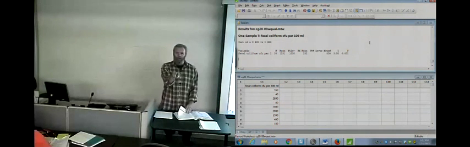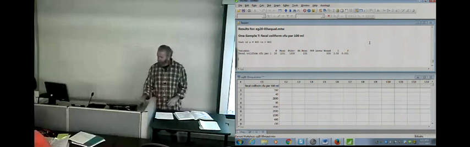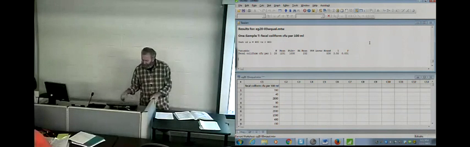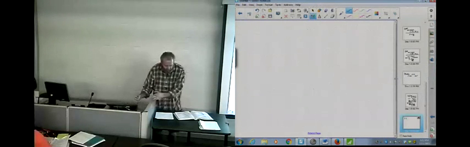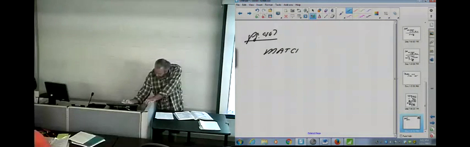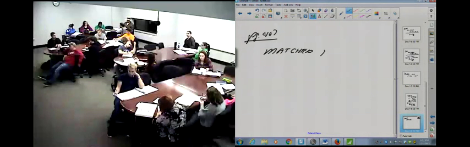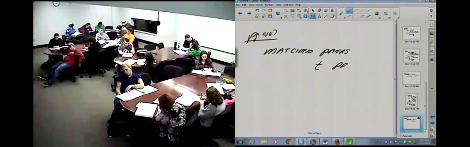Now, before I do the problem on the project, there's two other little things here. And I'm on page 467. Yeah, and I'm going to keep referring you to page numbers. There's matched pairs t procedures.